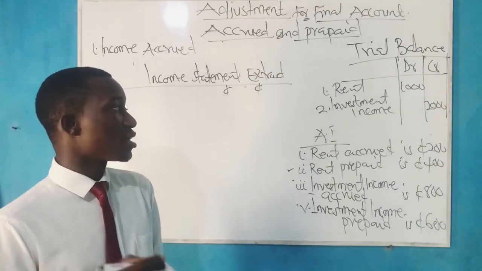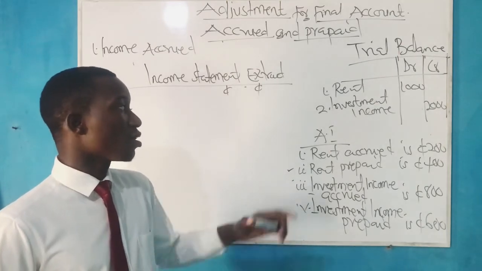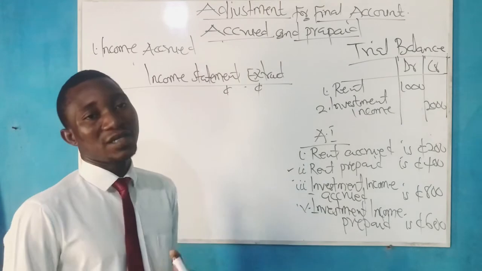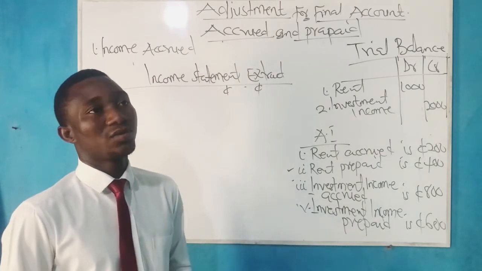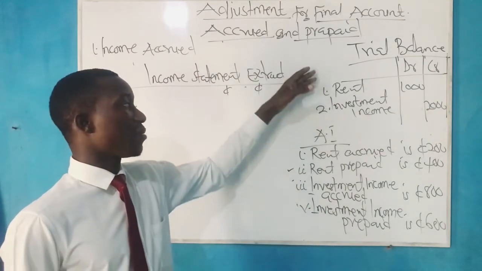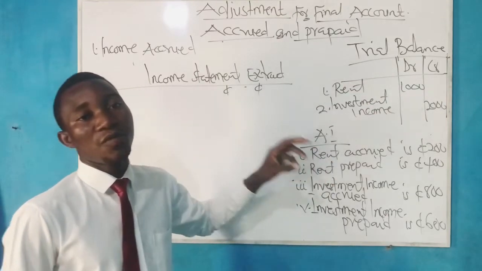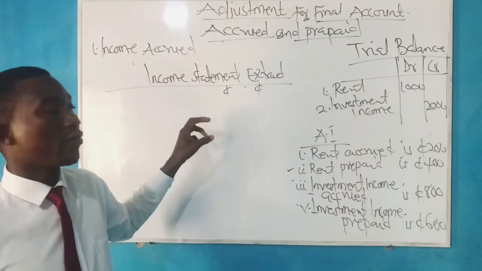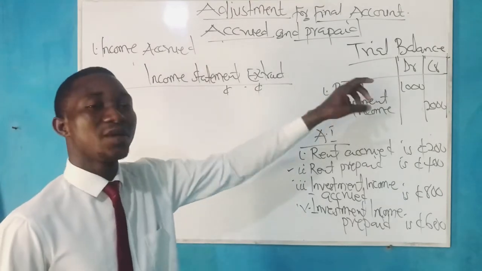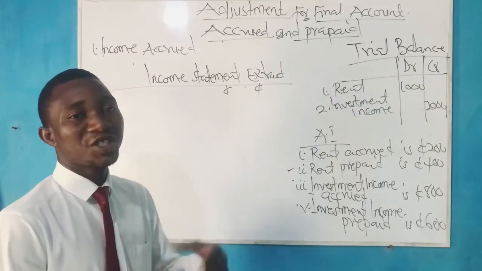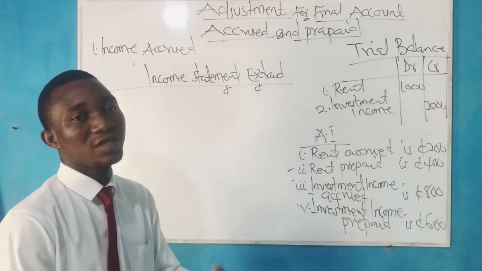The reason why I'm saying this is that when I take expenses as an example, the expenses that are being found in the trial balance is what is actually being paid. But when we are reporting them in the income statement, we don't report the expenses that is being paid, but we are much interested in expenses that is actually being incurred.